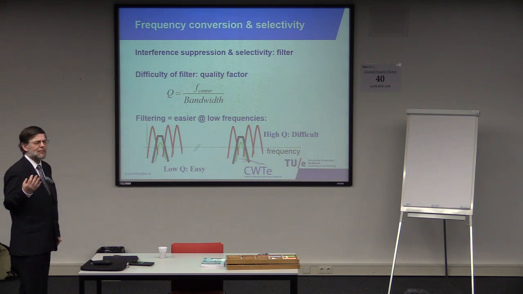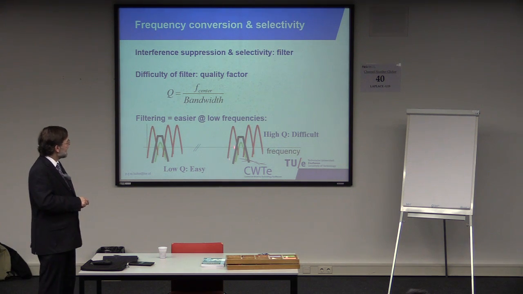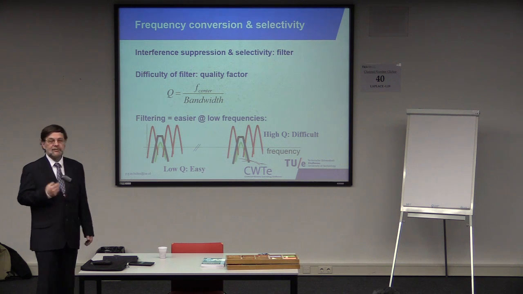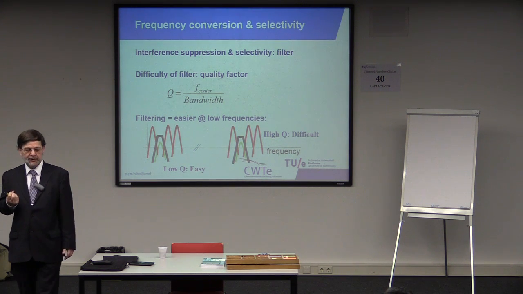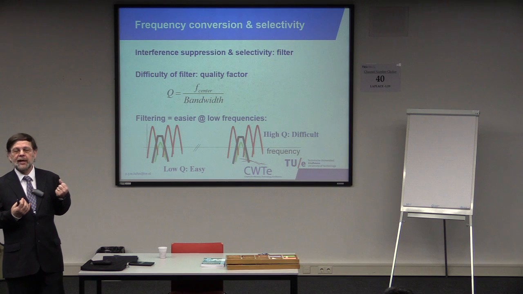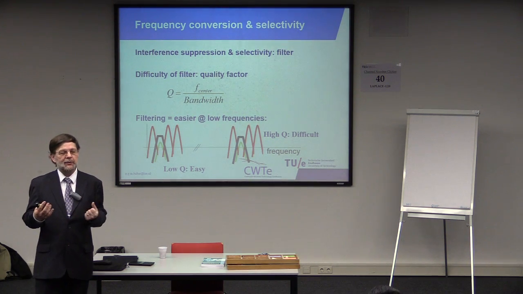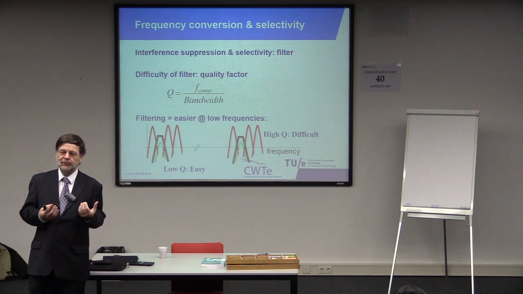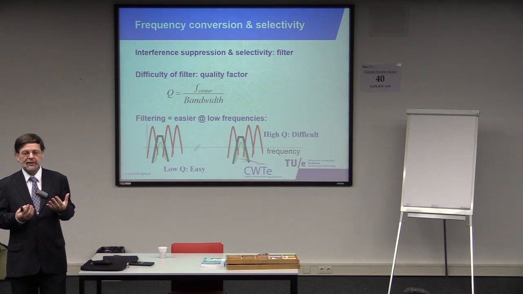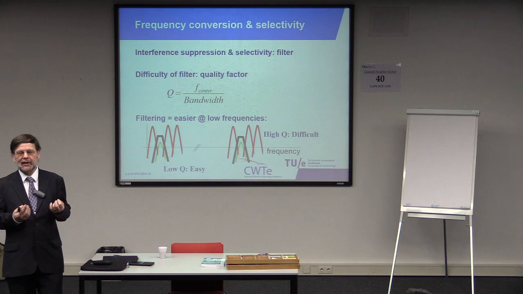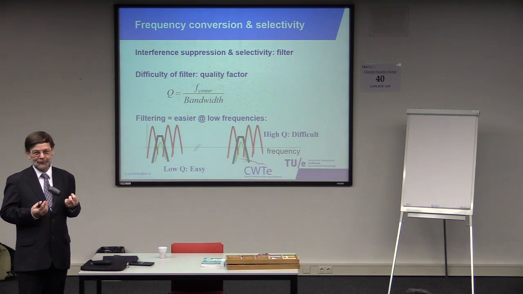And the reason why I talk about easy and difficult is that if you have a filter here with a high quality factor, if you implement that filter, you basically have two choices. You either implement it using passive components or active components. If you implement it using passive components, then the quality factor of the filter can never be better than the quality factor of the worst passive component.